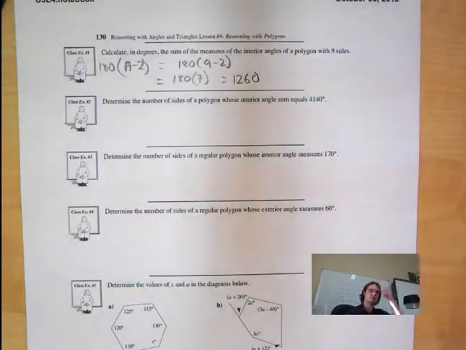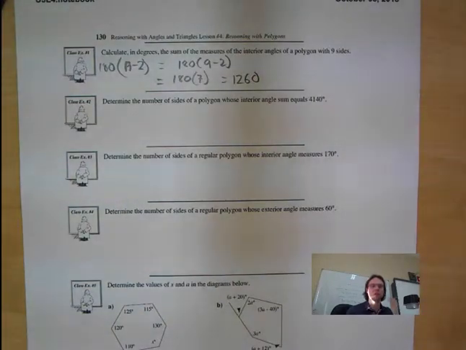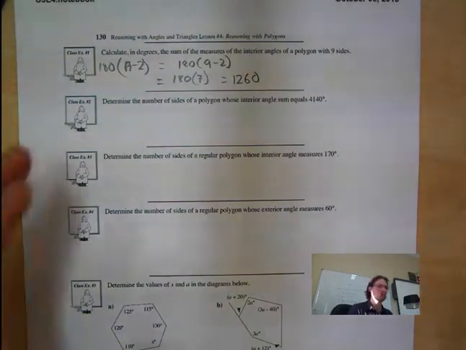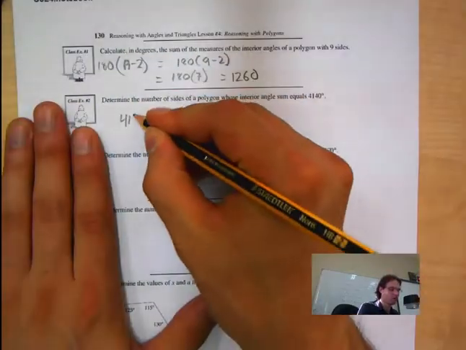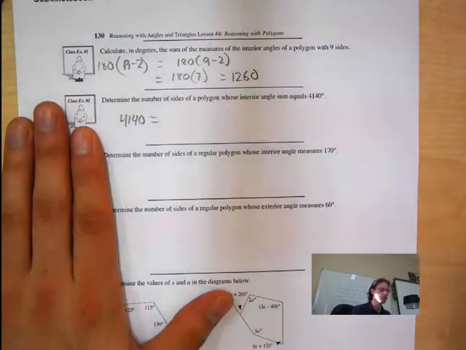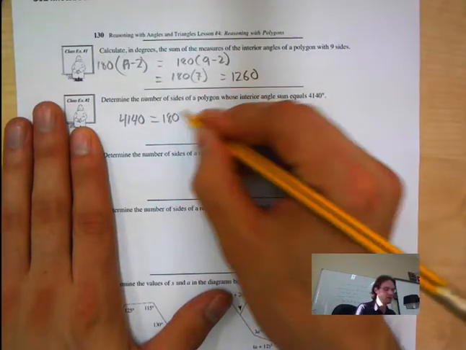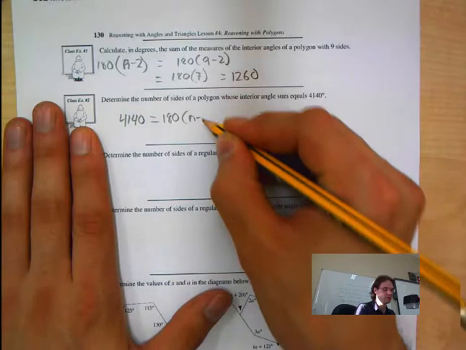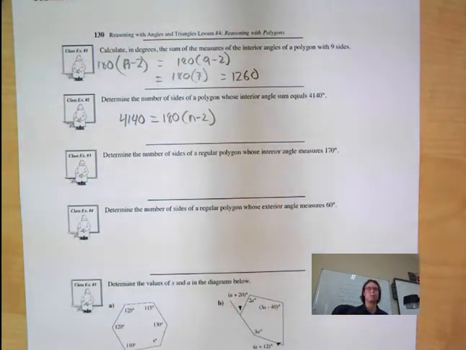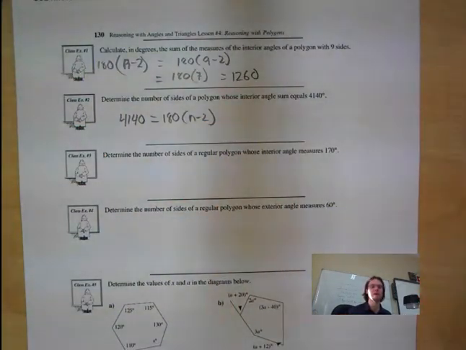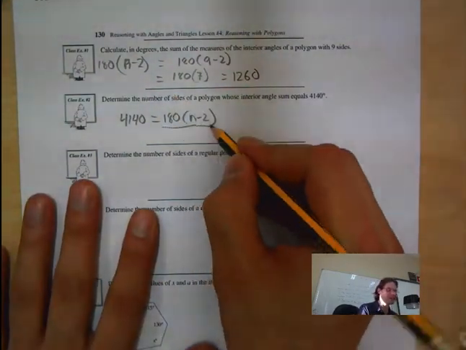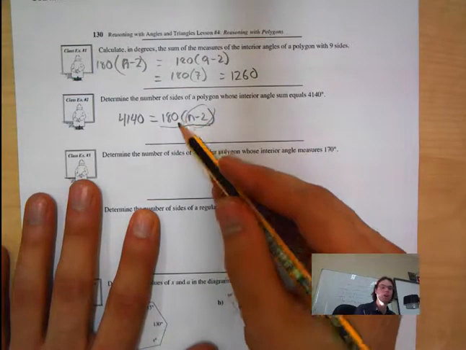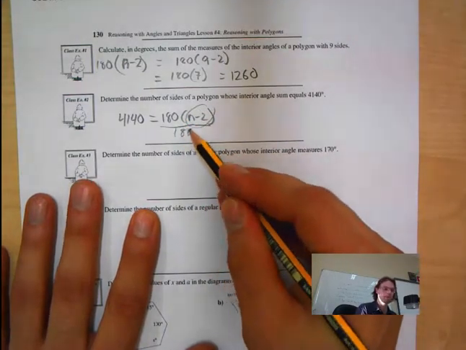Okay. Next one says, determine the number of sides on a polygon with interior angle sum equal to 4140. So we know the sum of interior angles is 4140. Now that is equal to, just use our formula. So what we have to first do is we're going to divide 4140 by 180 on both sides because we want to isolate this, make it by itself, so we divide both sides by 180.